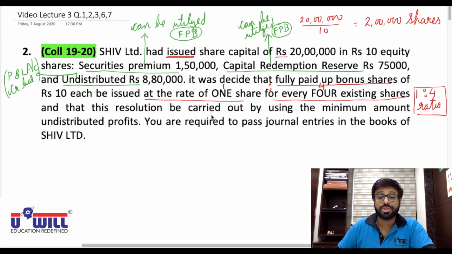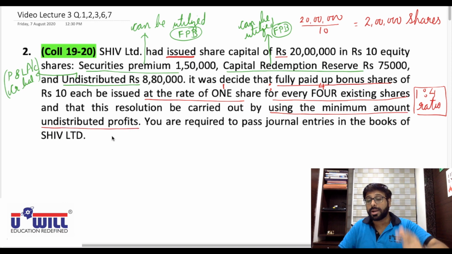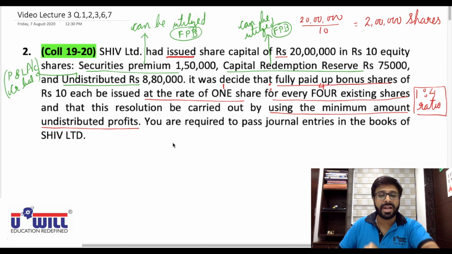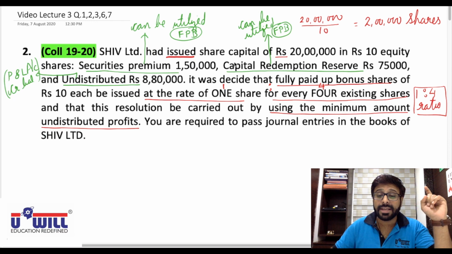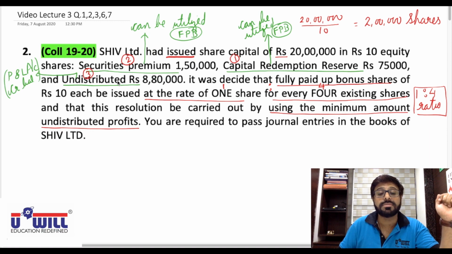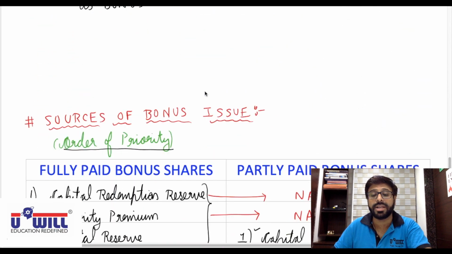And that this resolution be carried out by using, now underline this, using the minimum amount of undistributed profits. As such, do you all remember the priority of utilization of reserves? For fully paid up bonus shares, which is the first priority? Capital redemption reserve. Second priority, security premium. And then revenue reserves in any priority. So third priority would be undistributed profits. You all can refer to lecture 1 that we had done. You'll find it over there.